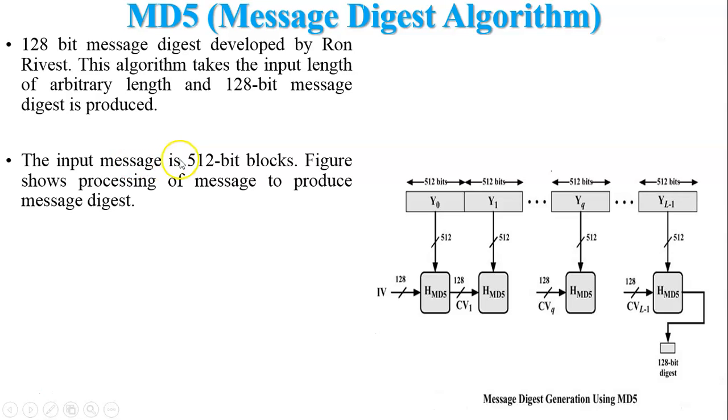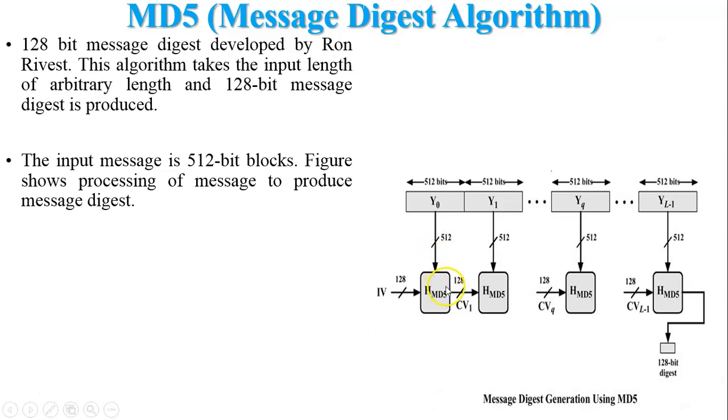The input message is divided into 512-bit blocks, as shown in the figure. In this figure you can see the given input message is divided into 512-bit blocks. The figure shows the processing of the message to produce a message digest. This figure shows message digest generation using the MD5 algorithm.